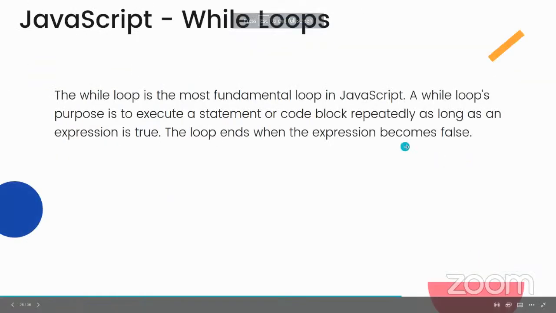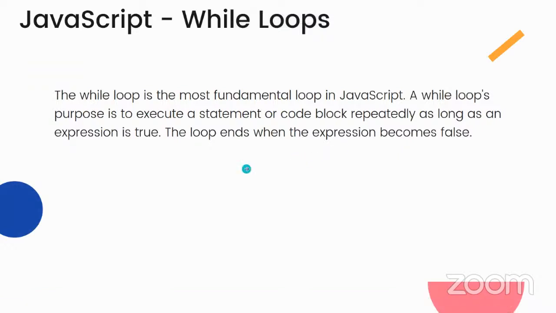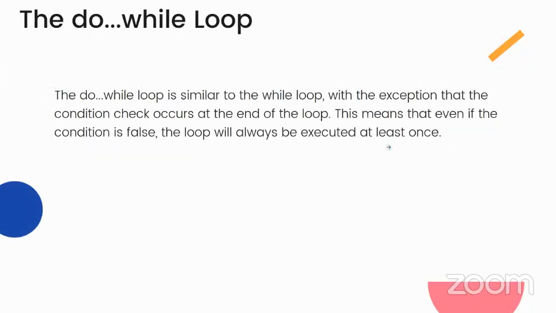Okay, so we have that on the while loop. So the next loop statement we'll be talking about is the do while loop. I'm very sure a lot of you might not have heard about this do while loop. The do while loop is similar to the while loop, with the exception that the condition check occurs at the end of the loop. This means that even if the condition is false, the loop will always be executed at least once.